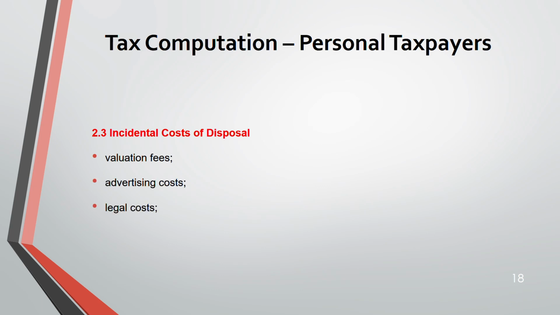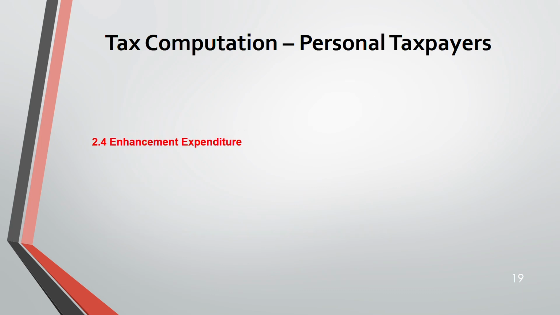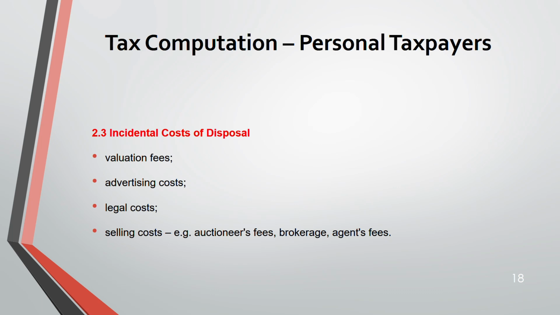Then advertising costs, legal costs, selling costs, for example auctioneer's fee, brokerage, agent's fee. To dispose of that asset you are incurring all these selling costs. It is incidental on that disposal only, otherwise you would not have incurred this cost. This you can deduct. Okay, these 4 costs. Next, remember anything out of this list of 4 you don't deduct.